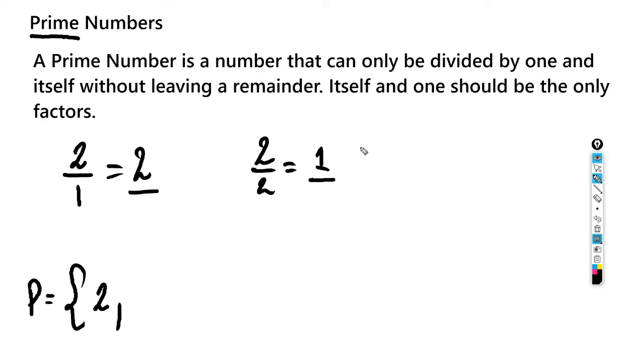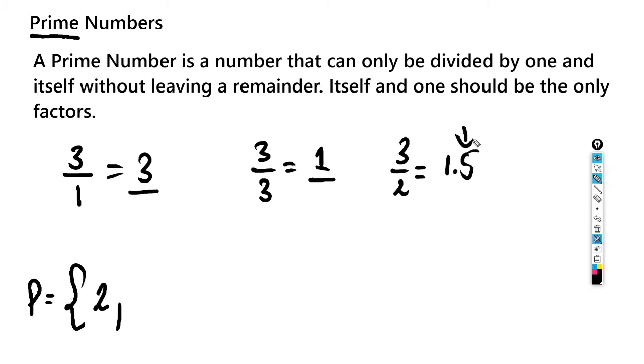Now let's look at the next prime number, which is actually 3. 3 divided by 1 gives us 3, and 3 divided by itself gives us 1. If we divide 3 by 2, we end up with 1.5, so this leaves a remainder. Clearly 2 is not a factor of 3. So 3 is also a prime number. Let's put that here.